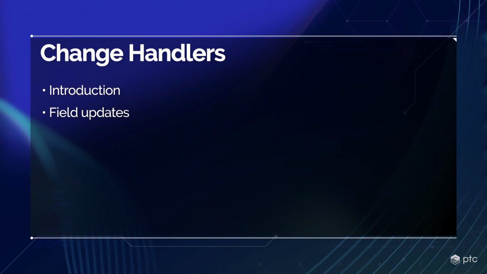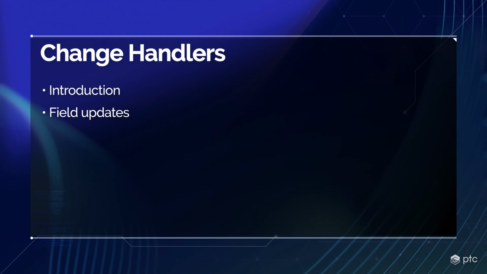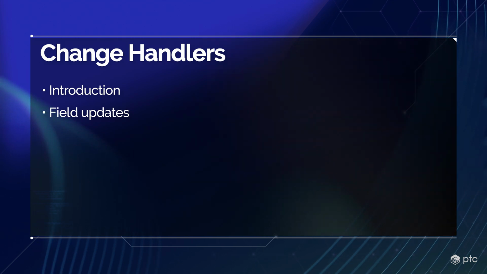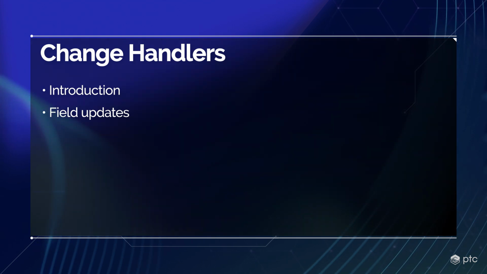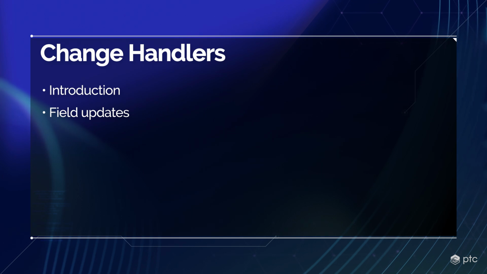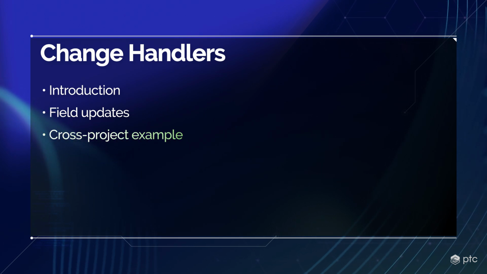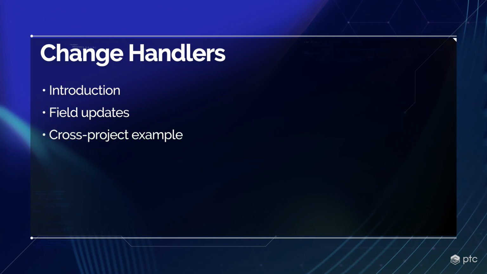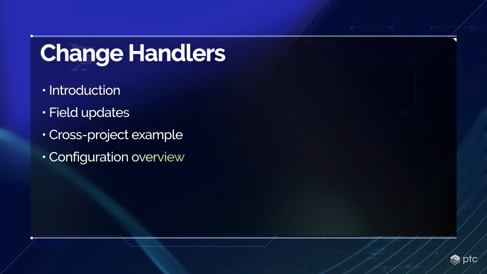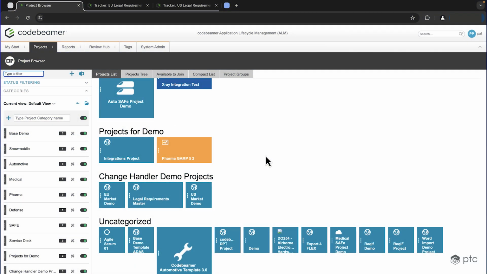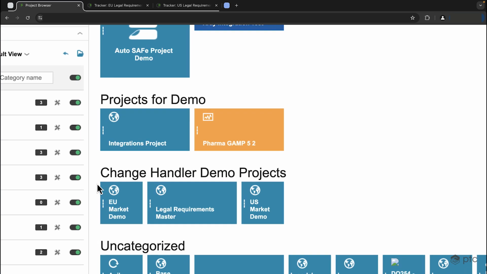But when we want to react on an update on a specific field, if we want to be more specific, even in a specific item status, then we can use the change handlers. We're going to see a cross-project example, and we're going to overview how the configuration was done for this cross-project example. For our example, we're going to use 3 projects.